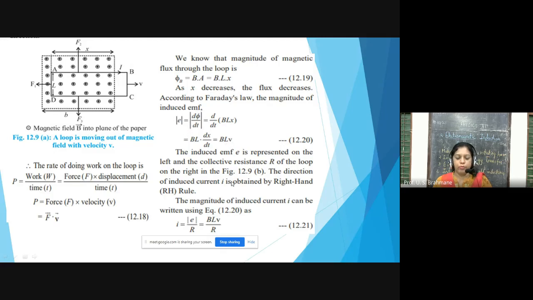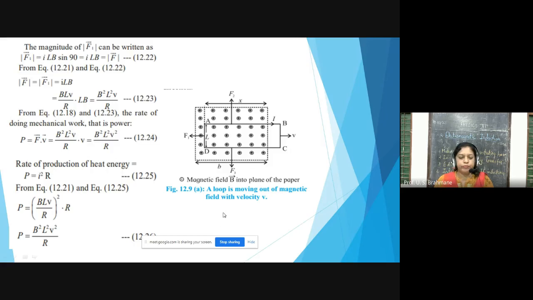E is BLV. So I is equal to E upon R, which is equal to BLV upon R. Now I told you earlier, here you can see that these forces are F2 and F3. They are opposite to each other, so they cancel each other and they don't contribute for the EMF. So what counts is this F1 and the opposite force, which balances that force.